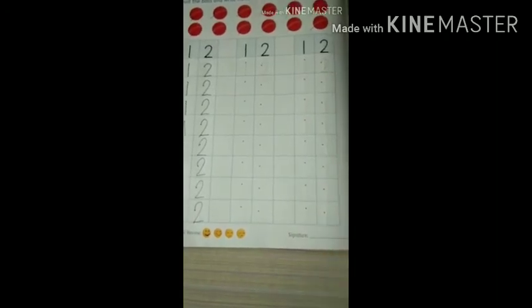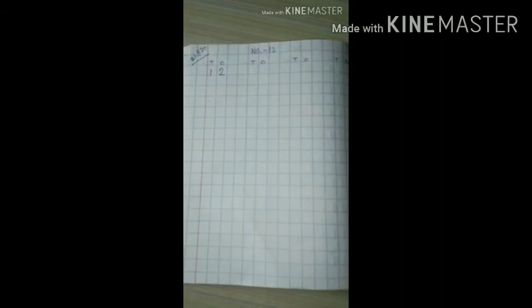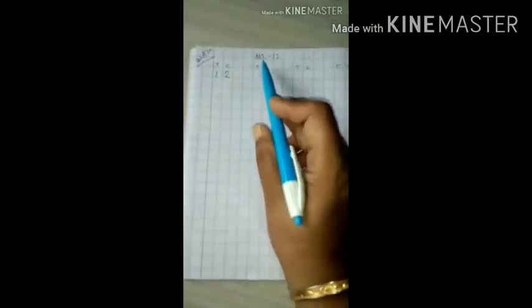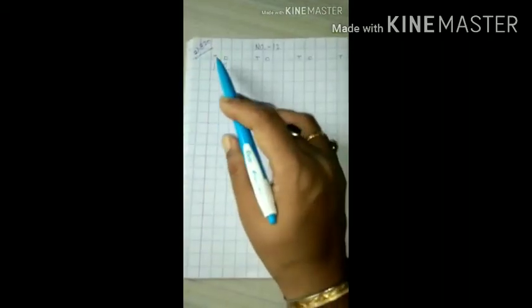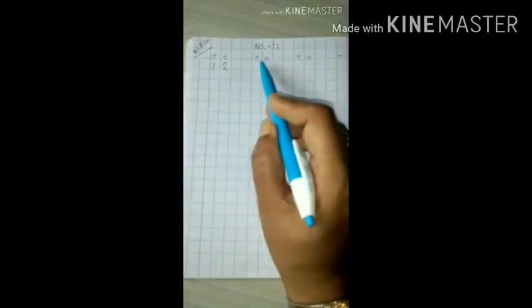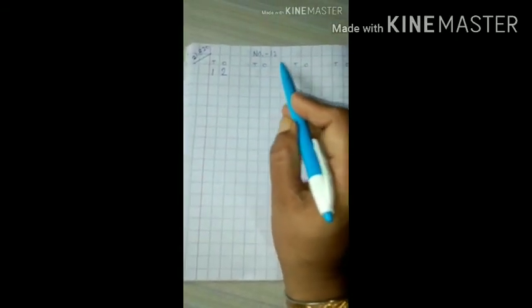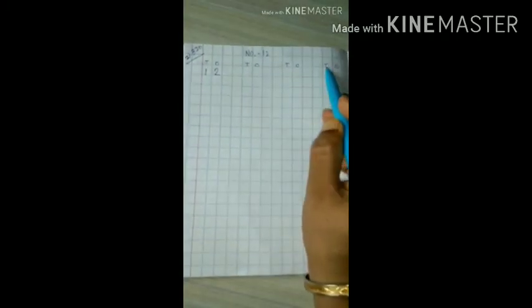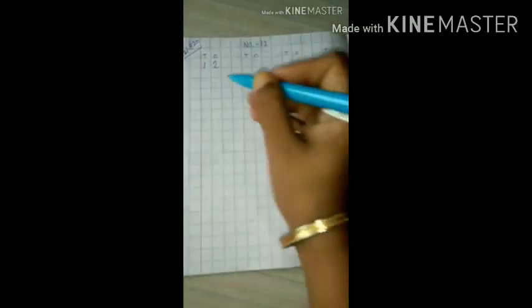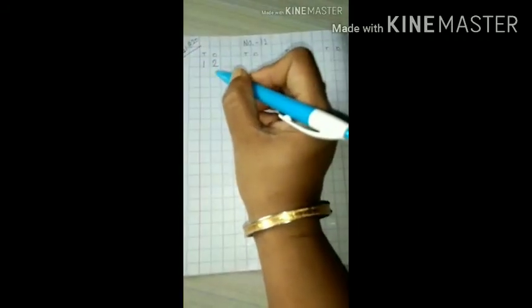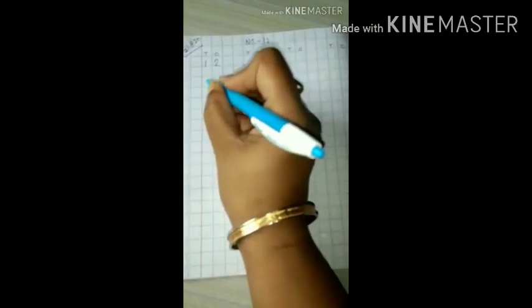Now, we will write these numbers in notebook. See, in our maths notebook, write down number 12, date and TO. Leave two blocks, again TO. TO means tens and ones. Again leave two blocks, TO. Again leave two blocks, TO. Okay? Leave one block and write the way we have written in the book.